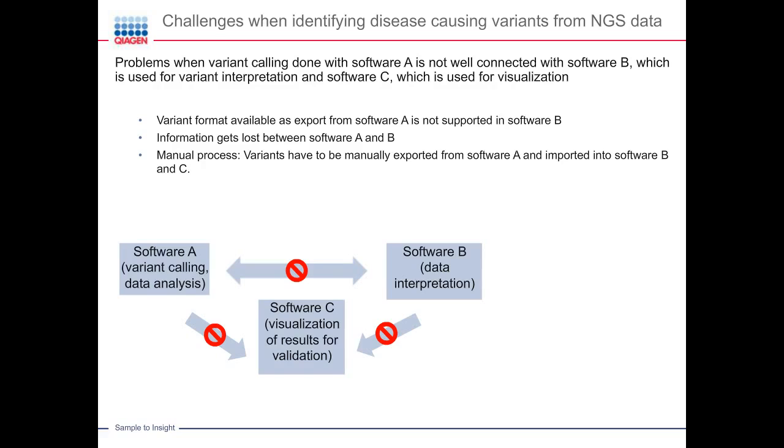So you call variants with software A, then you get out the VCF, and then you have to manually import that in software B to have it interpreted, and then you end up with a BAM and the filtered and annotated variants you have to load then in software C to confirm that the variant is really present and not a false positive. And that, of course, is not doable if you have a lot of cases.